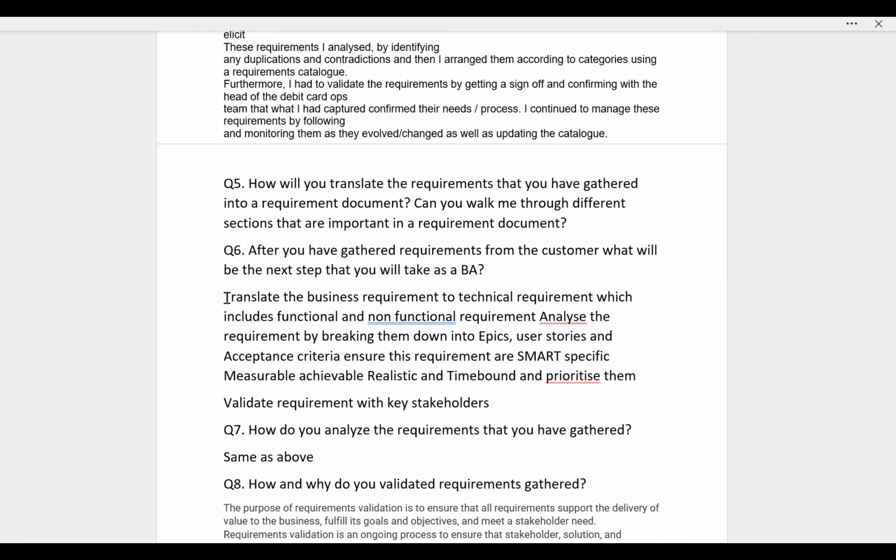Was there any database prepared, created, designed, something like that? Was there any database involved in your last project? No, no database involved.